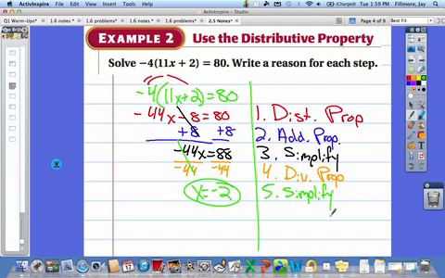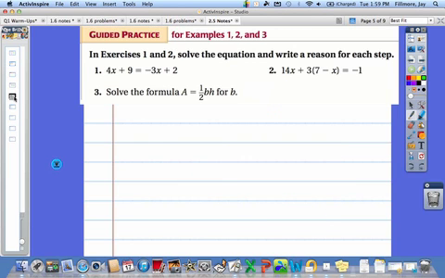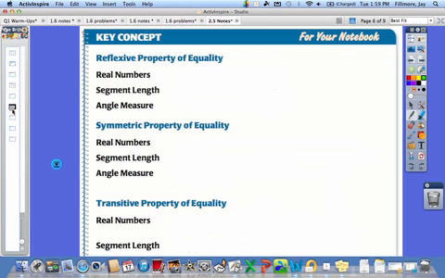So those are all of our reasons for each step that we took. Again, any questions, feel free to see me before or after school, or rewind the video and check out some other examples, or ask a friend in class. So those are our properties from algebra. Well, let's look at properties that we're going to use more often in geometry. Three of them in particular, and again, these are always posted in the classroom.